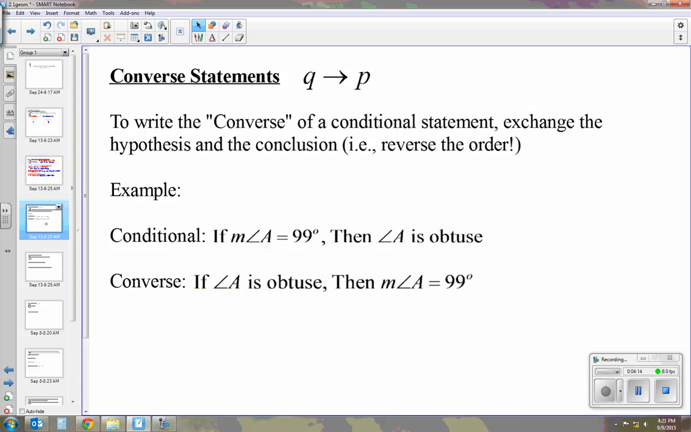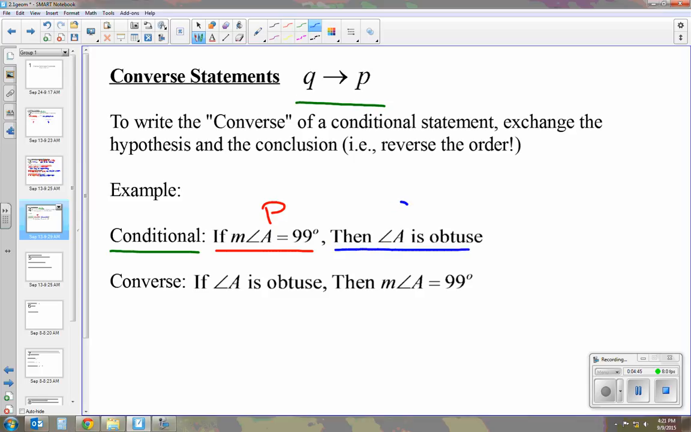Now let's take a look at taking our conditional statements and writing the converse. If we take a look at the top, our symbols have switched. We take Q, then P. So we're writing our hypothesis second and our conclusion first. So the converse always switches them. We have an example of our conditional statement. If the measure of angle A is 99 degrees, which is our P, our hypothesis, then angle A is obtuse. That's our Q.